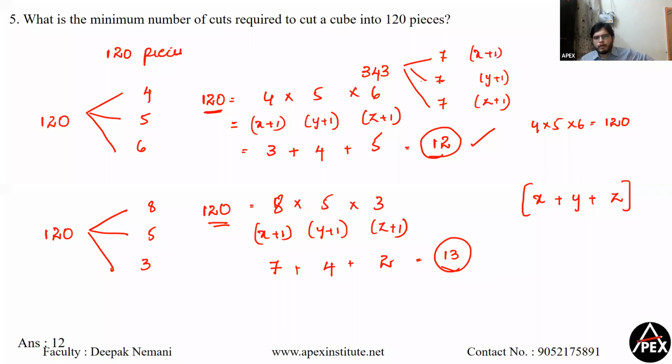Integer part of cube root of 120, but here you cannot take integer part. No, that cannot be done like that. Clear?